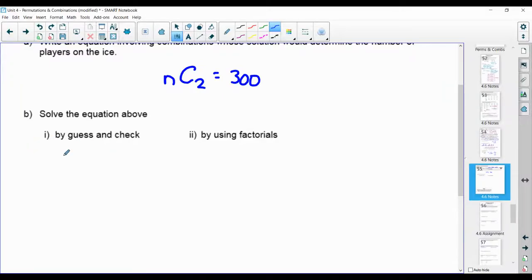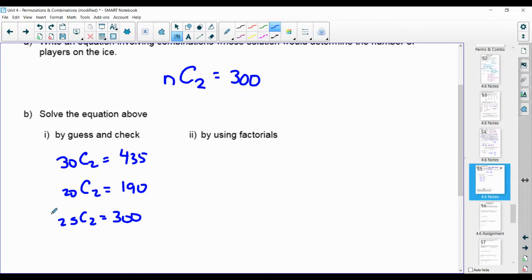So the first way to try solving this is through guess and check. So you might say, well, I don't know, let's start with 30. So 30 choose 2, that gives me 435. That's too high. All right, let's jump then back to 20. 20 choose 2, that's 190. Okay, well, let's just split the difference. So 25 choose 2, there's my answer, exactly 300. So guess and check just means a lot of calculator work.